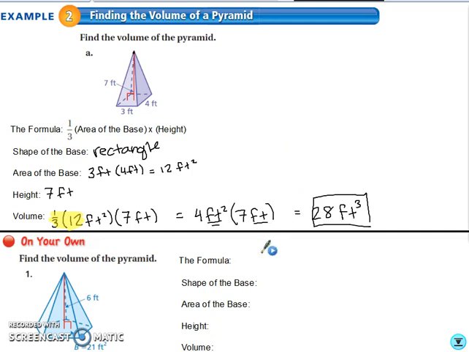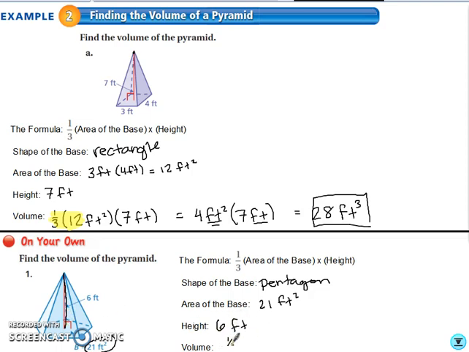To check our answer, the formula for the volume of a pyramid is 1/3 area of the base times the height. In this case, the shape of my base is a pentagon. They tell us the area of the base, though, is 21 square feet, so we don't need to find that on our own. The height from the peak directly down to the ground is 6 feet.